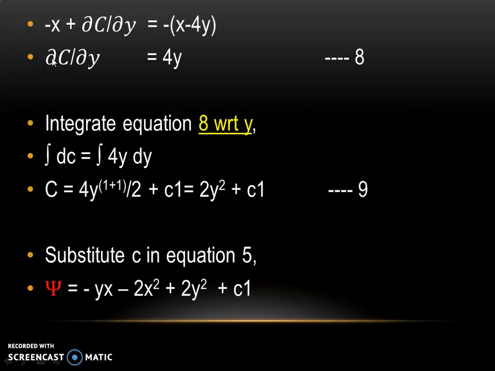After rewriting the previous equation, we get ∂c/∂y equal to 4y. Now integrate this equation 8 with respect to y. So integration of dc will be equal to integration of 4y dy. So c is equal to 4y raised to 1 plus 1 divided by 2 plus c1, which is the constant, and this will be equal to 2y square plus c1. Let this be equation number 9. Now substitute the equation for c in equation number 5 to get the final expression for psi, which is equal to minus yx minus 2x square plus 2y square plus c1.